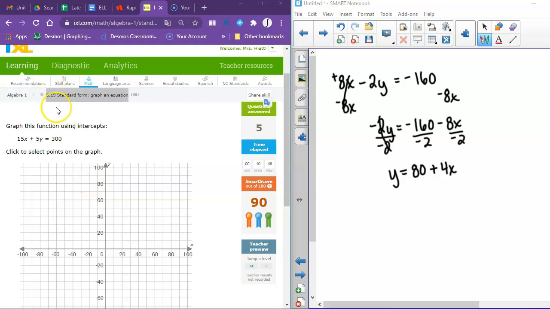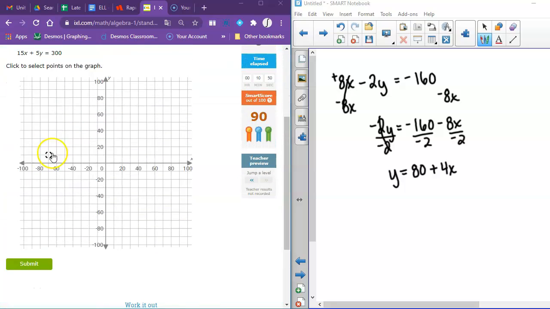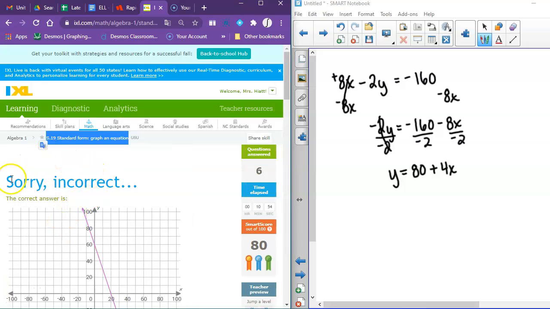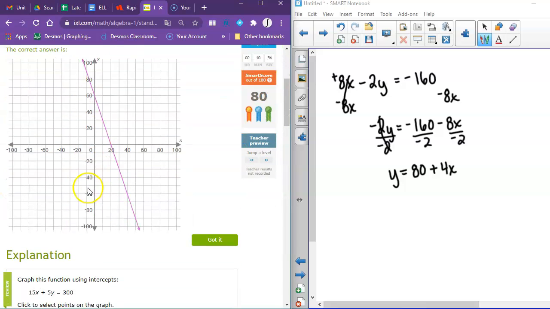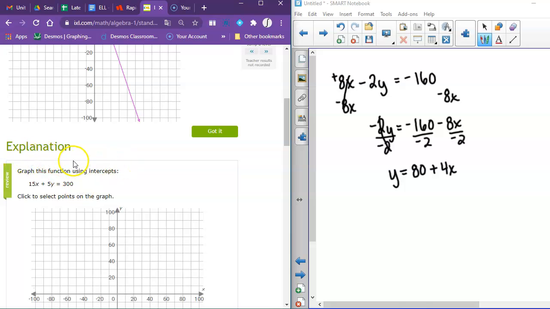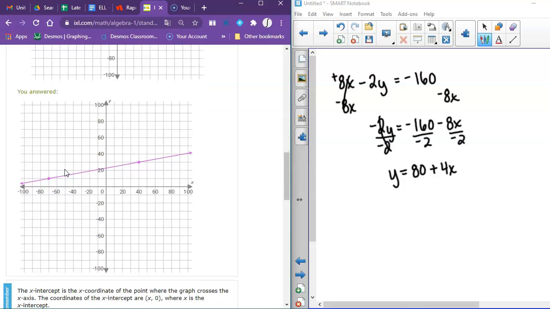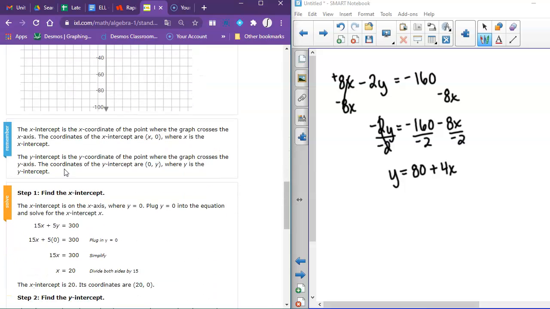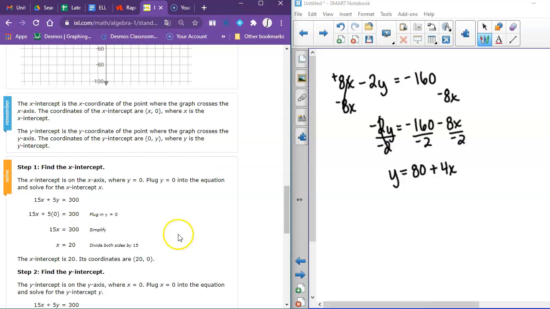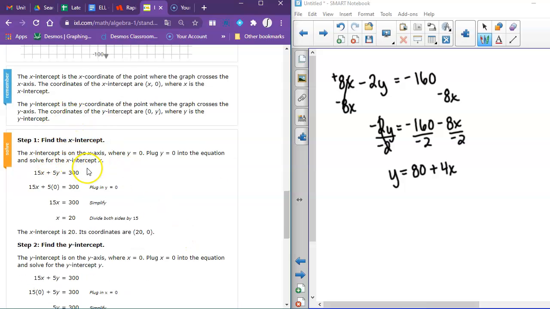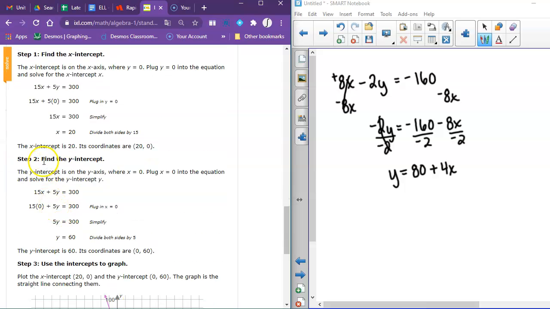I just remembered one other thing that I need to tell you. I'm going to do a line that's wrong here. So if you miss one and you look at the information that IXL is telling you, they're teaching a different method than what I taught. So they are telling you to find the x-intercept and the y-intercept. We also did this in class. Remember that to find the x-intercept, you plug in 0 for the y, and to find the y-intercept, you plug in 0 for the x.